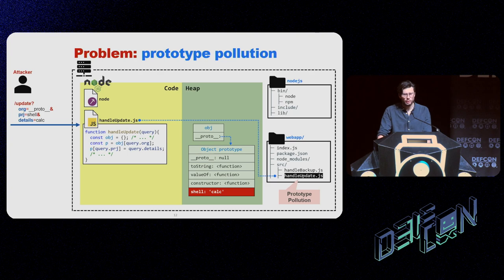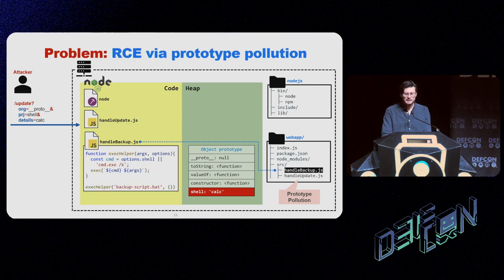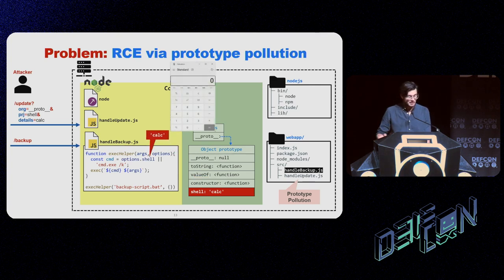But how can it affect our application? Let's assume that this code handles the backup request. It just executes a backup script by the helper function. Notice that the attacker cannot control any arguments of this helper function. In this function, we can give some options in terms of which shell you want to use. If we don't specify this option, it will use the default shell. And then it will run a new process. If the attacker sends a backup request after prototype pollution, we execute the function and options.shell reads the attacker controlled property from the prototype and runs the calculator. So we get remote code execution, and this code fragment is called a prototype pollution gadget.